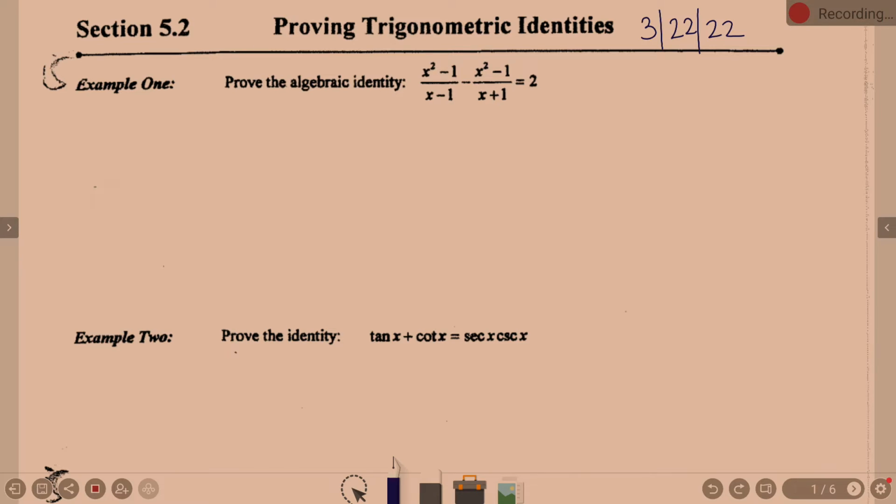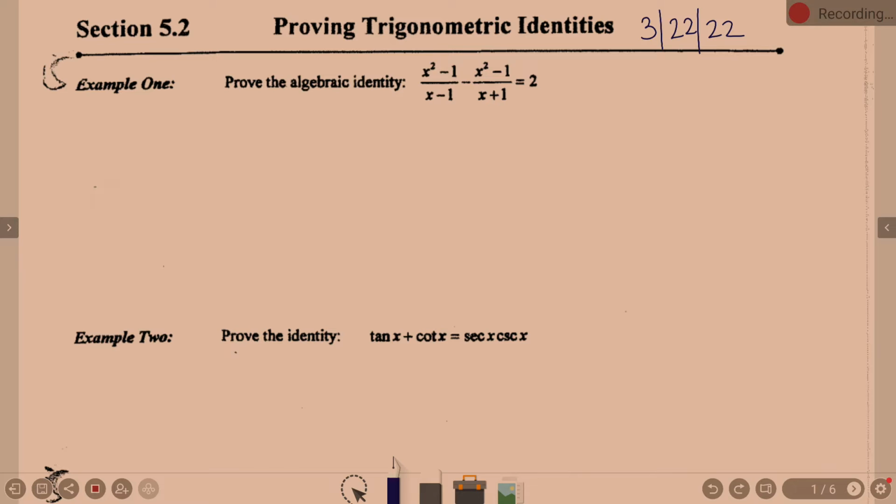So that's how I'm going to have you start. I'm going to give you a beginning and say, okay, this is where we're ending. What can we make happen in the middle? We're going to start off with an algebraic one, to give you a brief break from the trig.